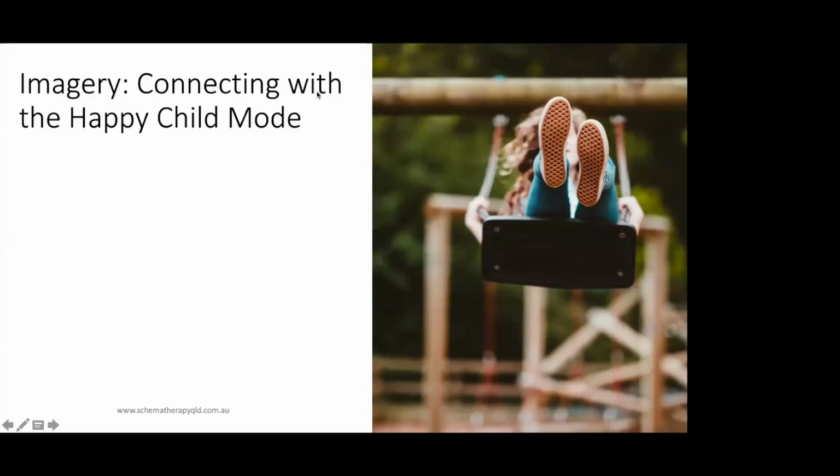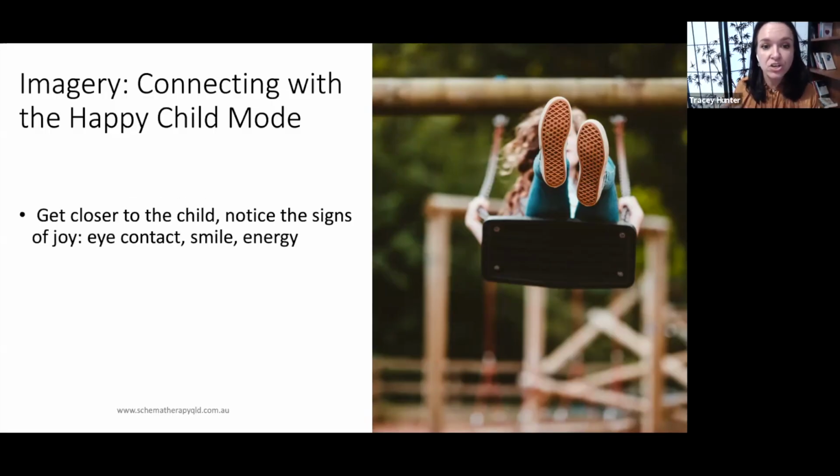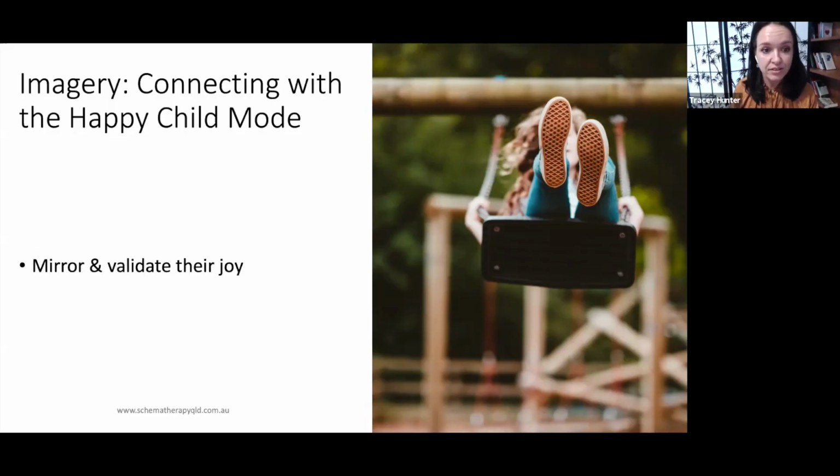Okay, so that's an example of just the initial connection that you make with the happy child mode. So what you're doing there is that you're getting an image of the child playing, or in some cases you're actually having to create an image or give suggestions. Get closer to the child, notice the signs of joy. Okay, we mirror and validate their joy. So we're really resonating with the child in that happy state. And we're giving the child the message that this is good and I'm enjoying seeing you playing and having fun.